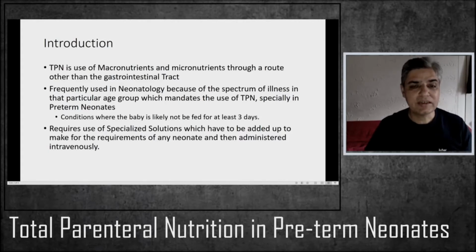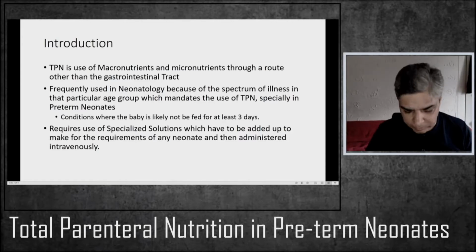Now TPN itself requires specialized solutions, which contain amino acids, high density lipids, minerals and so many other things. They have to be mixed together and then administered intravenously. Again, it depends on the route. Some of the TPN can be given through peripheral veins as well, but most of the time we use central routes through which the total parenteral nutrition is given.